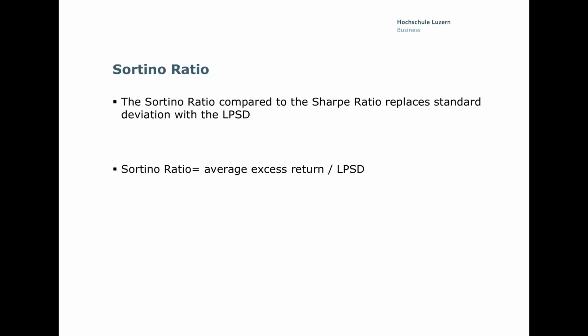Sortino ratio. Practitioners who replace standard deviation with the previously discussed lower partial standard deviation typically also replace the Sharpe ratio, which is the ratio of average excess return to standard deviation, with the ratio of average excess returns to the lower partial standard deviation. This variant on the Sharpe ratio is called the Sortino ratio, as shown on the slide.